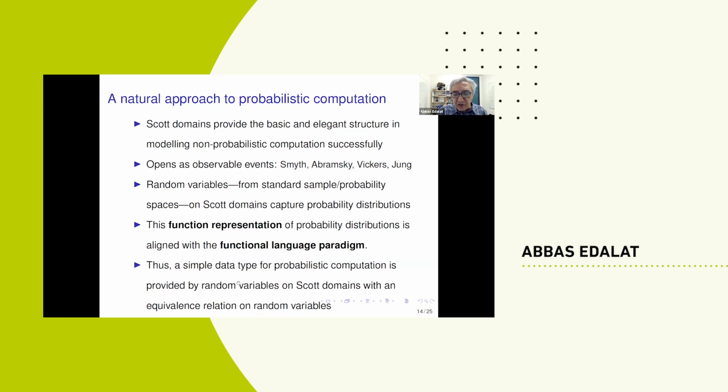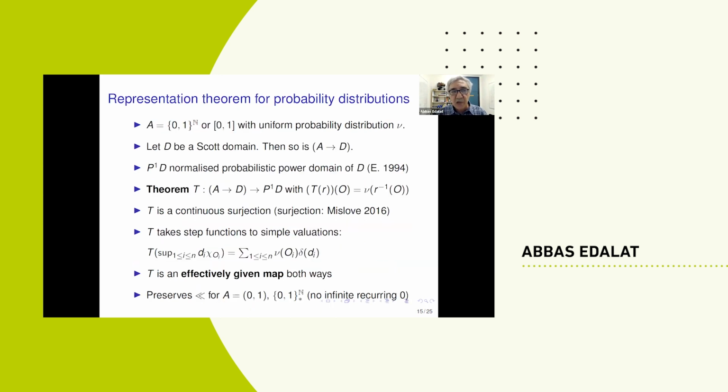So a simple data type for probabilistic computation is provided by random variables on Scott domains with an equivalence relation on random variables, because as we said, two random variables can capture the same probability distribution. So random variables should be defined up to equivalence. So we have this notion of equivalence of random variables that we need to carry with us.